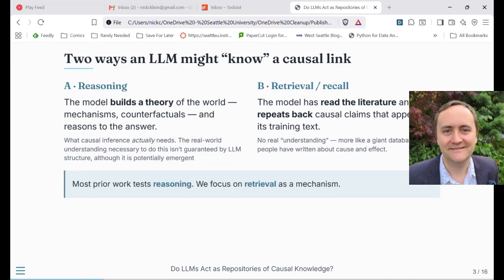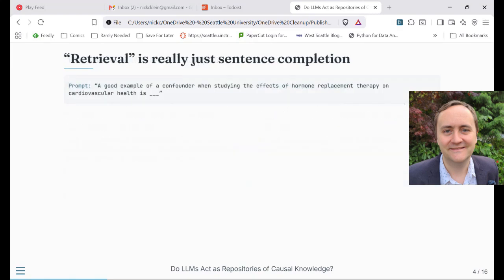So a lot of the prior work on using large language models for automation focuses on the reasoning approach. We're going to try to look at retrieval, right? Can it bring back information from its training database, basically? And this makes sense. This fits better with how large language models are built than a reasoning approach might.